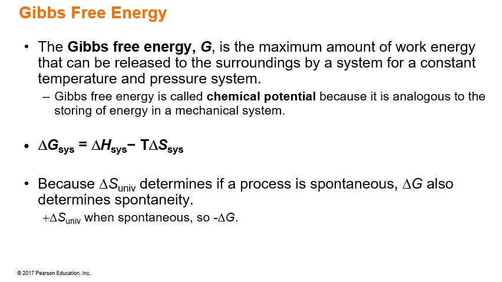Enthalpy and entropy are related to a term called Gibbs free energy, which we denote by the letter G. This is the amount of work energy that can be done by a chemical reaction that is at constant temperature and constant pressure. Now, this is often referred to as chemical potential because it's similar to the idea of potential energy in a mechanical system.